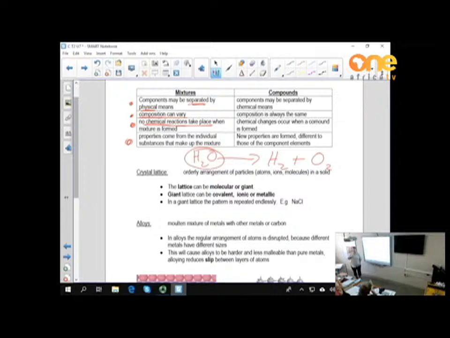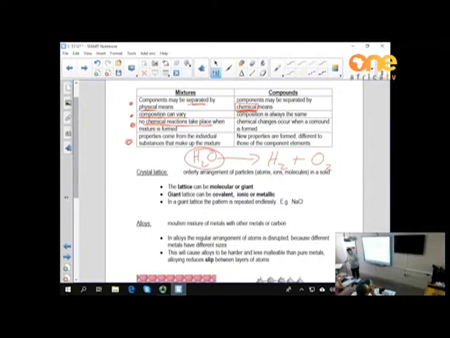All right, but I need electricity to do that because I need to put in quite a bit of energy to break up the compound, because I must break chemical bonds and new bonds must be formed. All right, so we can separate components in a compound using chemical reactions or chemical means, because we must break chemical bonds.